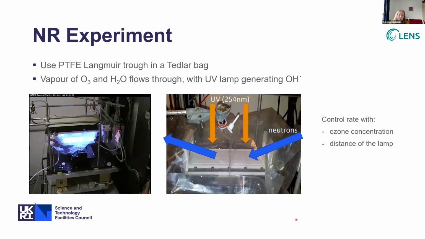Practically, what this looks like is we have a PTFE trough to put our liquid in, and we put the whole thing in a bag, so that we can control the atmosphere right around that surface. We introduce a mixture of ozone and water vapor into the bag and use a UV lamp to generate OH radicals in situ. And you can see here a picture of it on the beamline with the light on. By changing the ozone concentration and the distance of the lamp, we can control the rate of the oxidation reaction so that it is suitable for the neutron experiment.